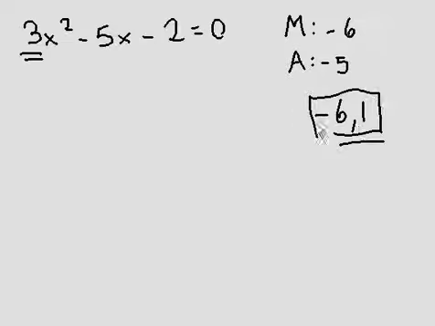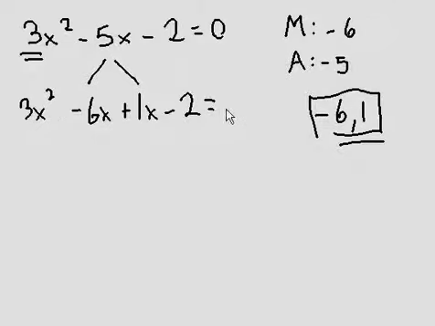Once I have this, negative 6 and positive 1, I will split up the middle term into negative 6x plus 1x because of the negative 6 and the positive 1. Of course, as you can tell, negative 6 plus 1 would give us negative 5 anyways. The 3x squared stays here, the negative 2 stays there.